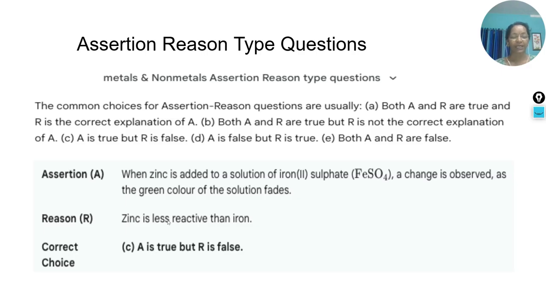Here the reason given is zinc is less reactive than iron. That is a wrong statement. So the assertion is true, that means A is true, R is false. Option C.